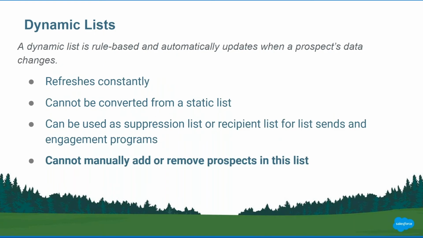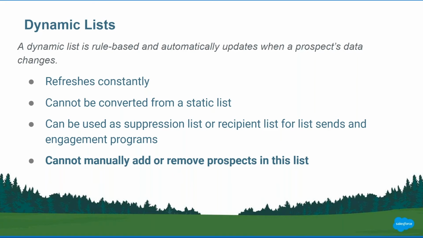On the contrary, we have the dynamic list. The dynamic list functions like the opposite of the segmentation rule, in the sense that it does not run only once, but the main purpose is still for having an updated list of prospects. Dynamic lists are rule based, and they automatically update whenever a prospect qualifies or no longer qualifies based on the criteria. So it refreshes constantly based on that criteria.